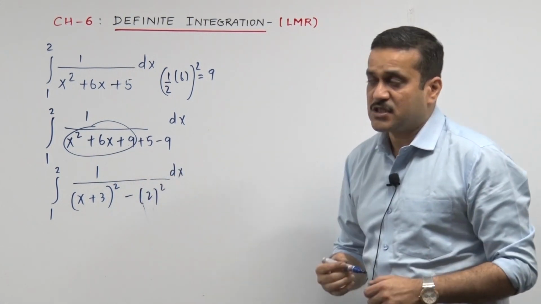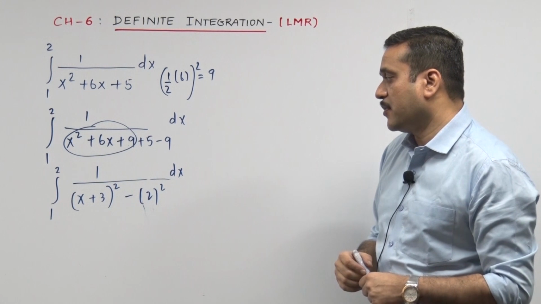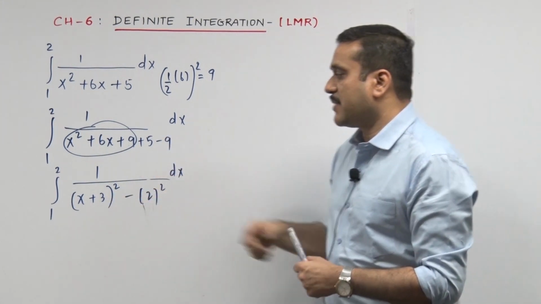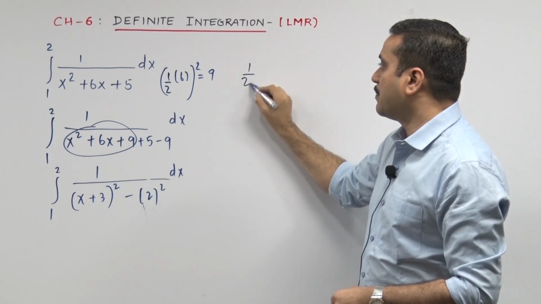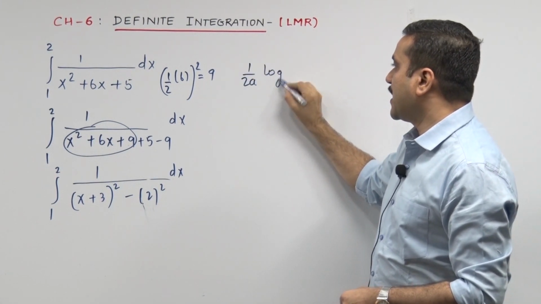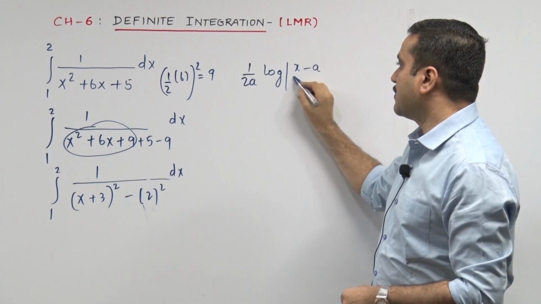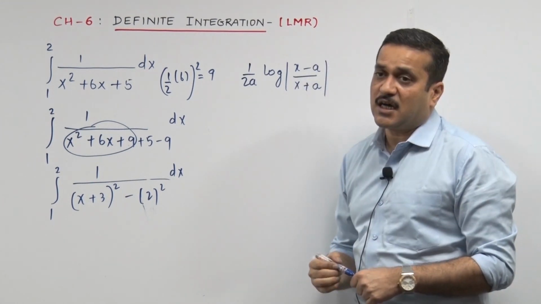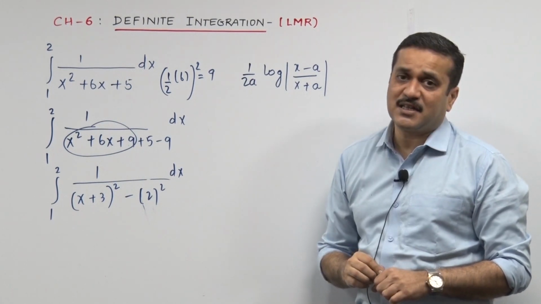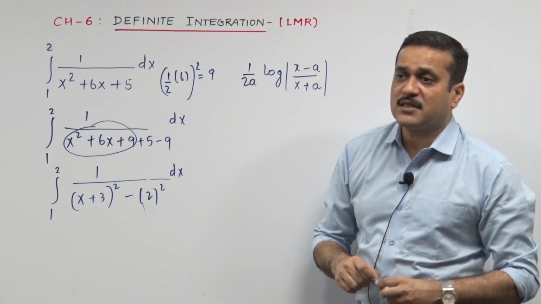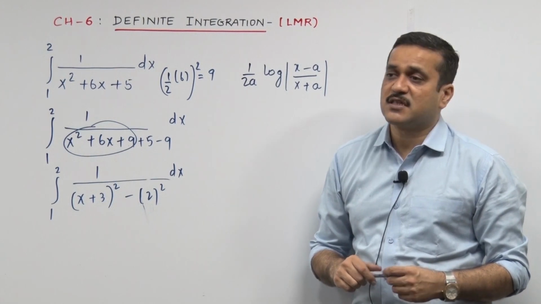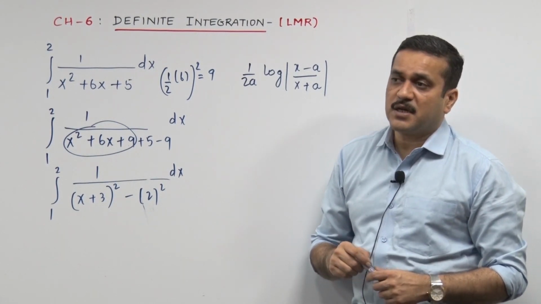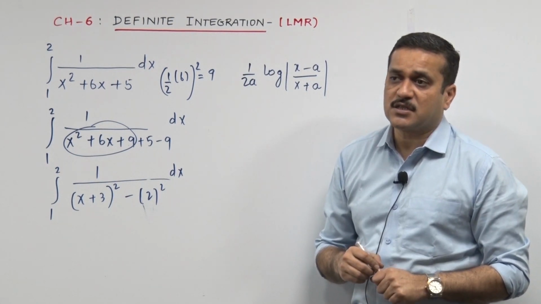Now you need to punch in the right formula. Easily anybody can say it's 1 upon x square minus a square, which goes 1 upon 2a log of (x minus a) upon (x plus a) plus c. In fact, it's better not to say plus C, because the tendency of writing plus C and just finishing off the sum is very high. So always avoid saying plus C when you are dealing with definite integrals.